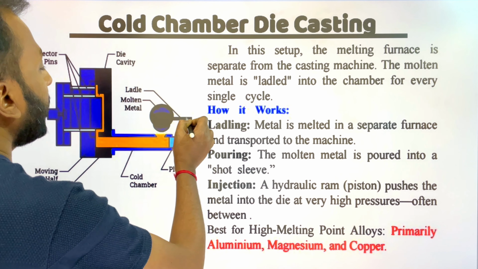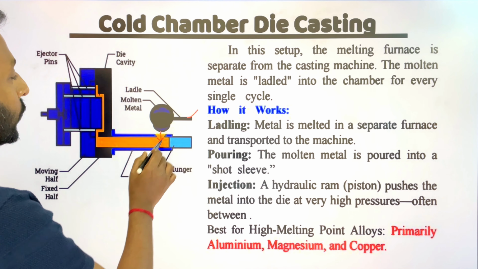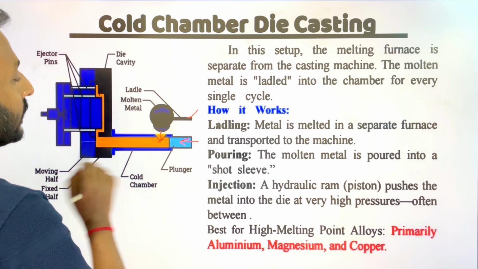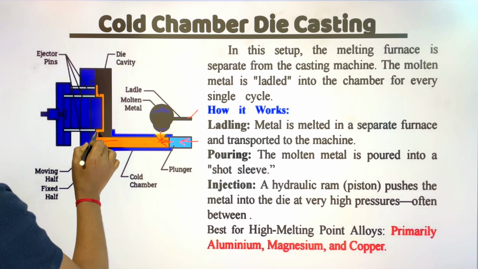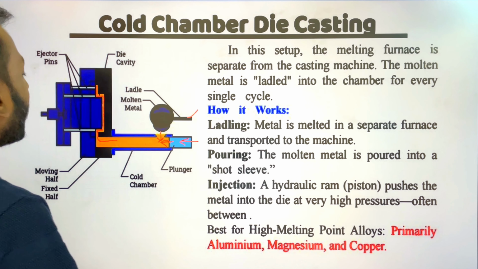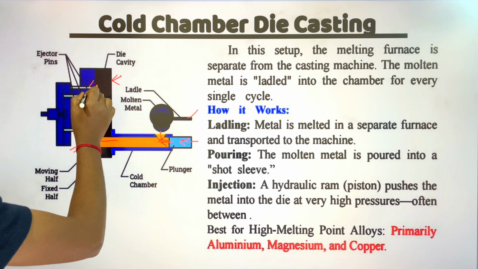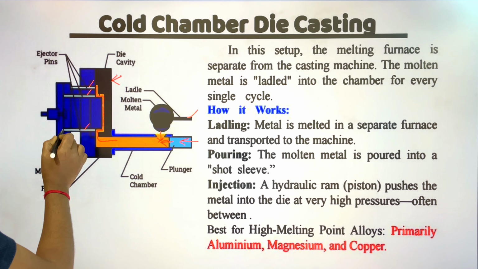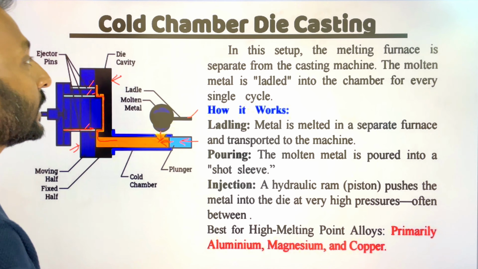So with the help of the ladle, we bring the molten metal and pour it into the cylinder, and with the help of the plunger we apply force on the molten metal, and the molten metal enters into the mold cavity. And as before, this is the fixed die and this is the movable die. These are the ejector pins. When the molten metal is cooled, the ejector pin ejects the final product from the dies. So this is the cold chamber die casting.